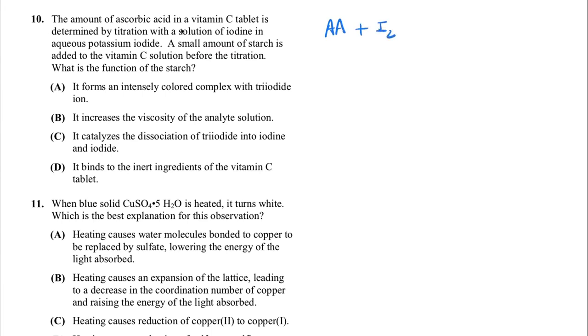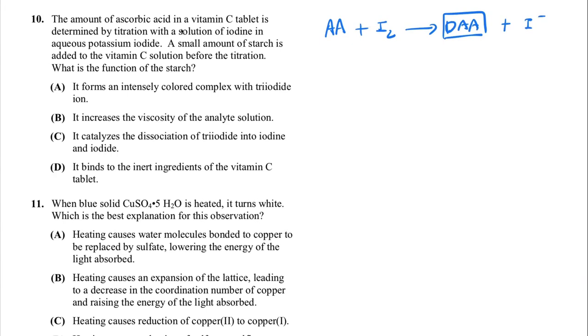After it reacts with I2, it will change into, I think it's called DAA. I forgot the name. Basically, several hydrogens are gone from the structure of the ascorbic acid, and then the I2 changes into I minus. This is the general idea.